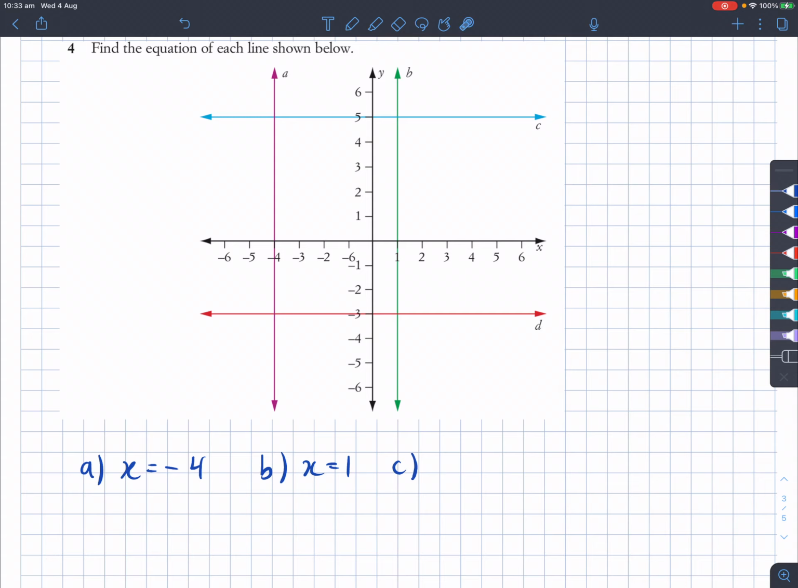So for question C, this horizontal line, where's that crossing? It's crossing the y-axis, first of all, and the y value it's crossing at is 5. So we say y equals 5. Part D, using a similar strategy, we would identify the y value there, and y would equal -3. Okay, I'm going to move on.